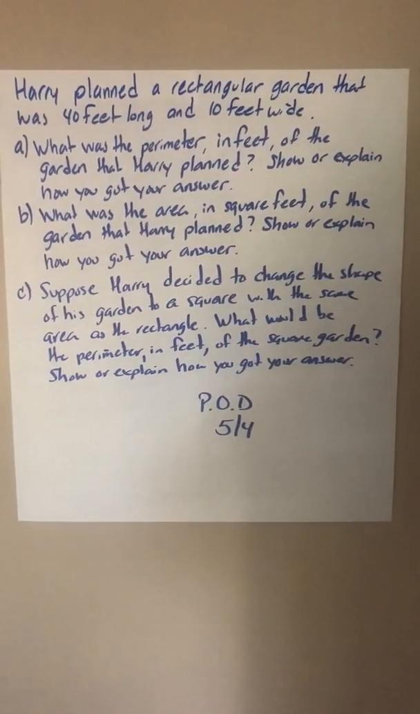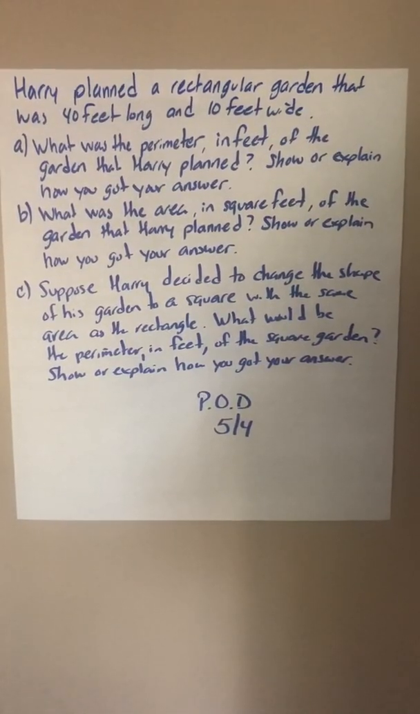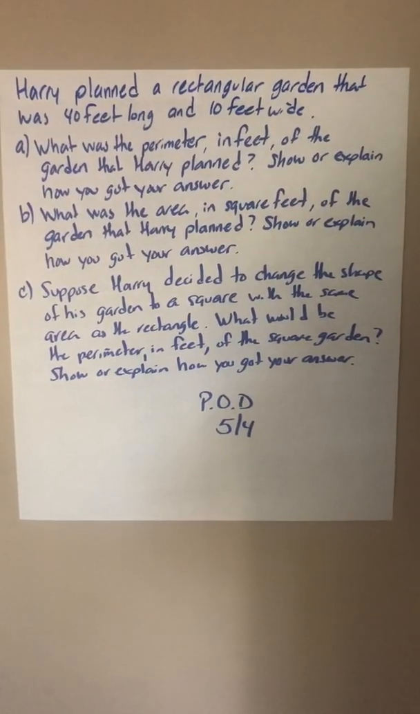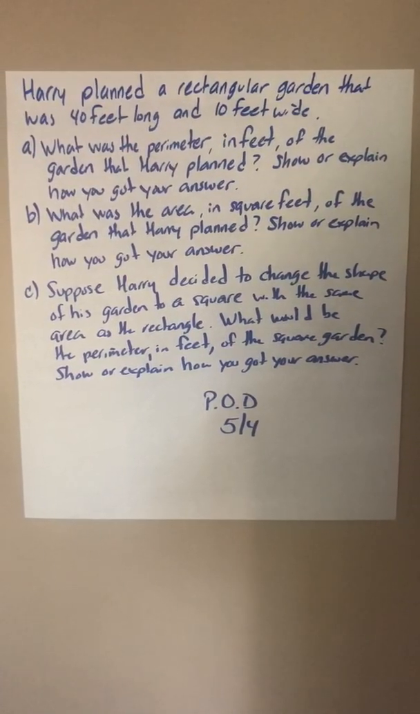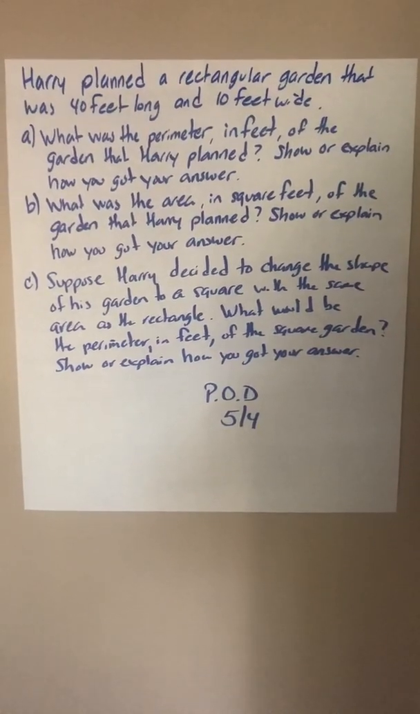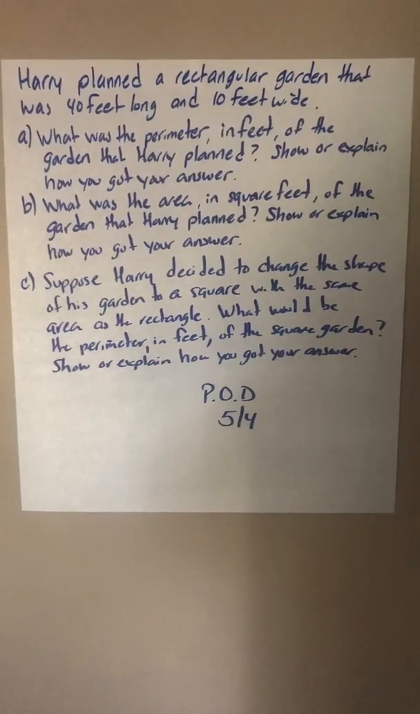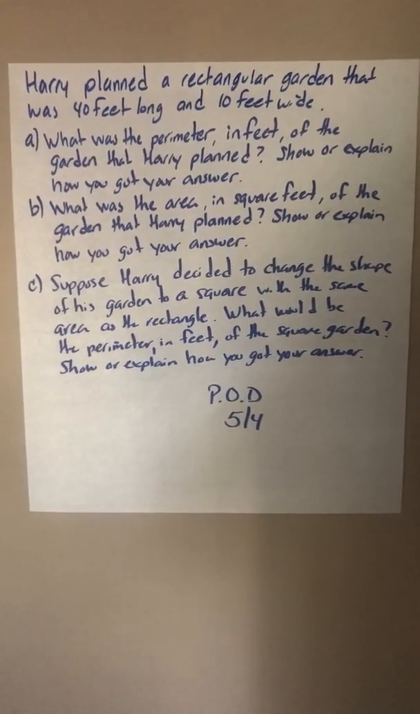Harry planned a rectangular garden that was 40 feet long and 10 feet wide. Part A, what was the perimeter in feet of the garden that Harry planned? Show or explain how you got your answer. Part B, what was the area in square feet of the garden that Harry planned? Show or explain how you got your answer.